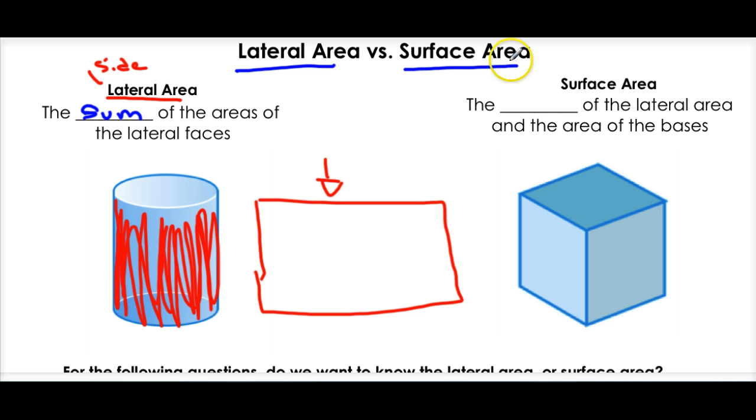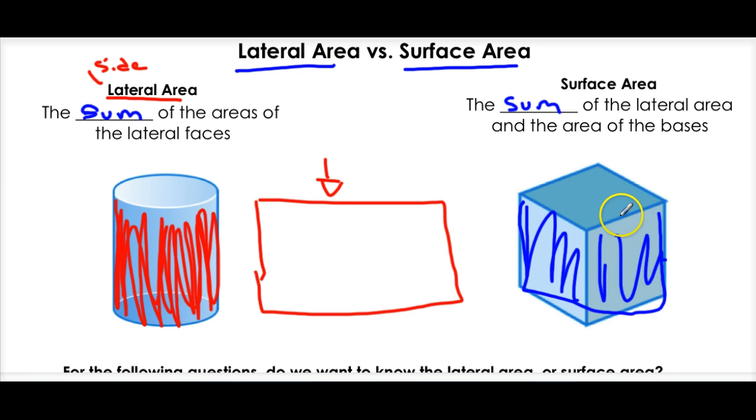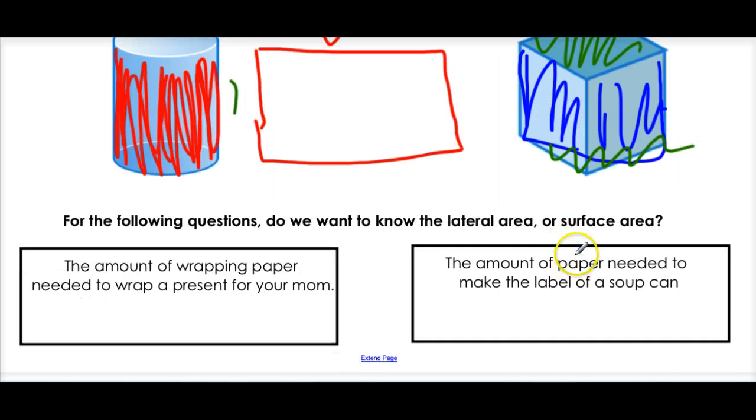The surface area is the sum of all the lateral areas and the bases. So that's basically everything. If I wanted to know all of the areas of the sides all the way around, and the bases, the top and the bottom, I have to add the top and the bottom in to get the surface area. So once again, lateral area, just the sides; surface area, the sides and the bases.